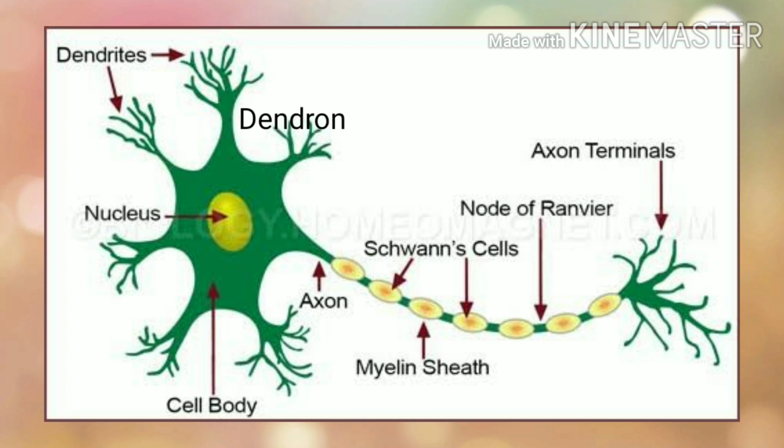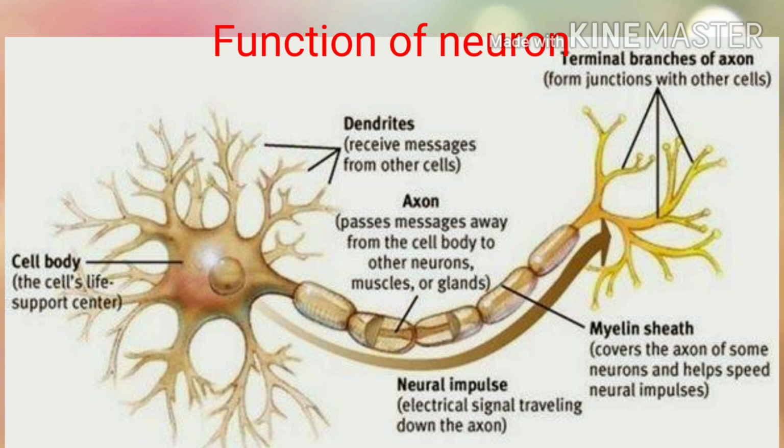At the tip of the axonite, you can see a bulb-like structure. That bulb-like structure is called the synaptic knob. So these are the major parts of a neuron. Have you understood?